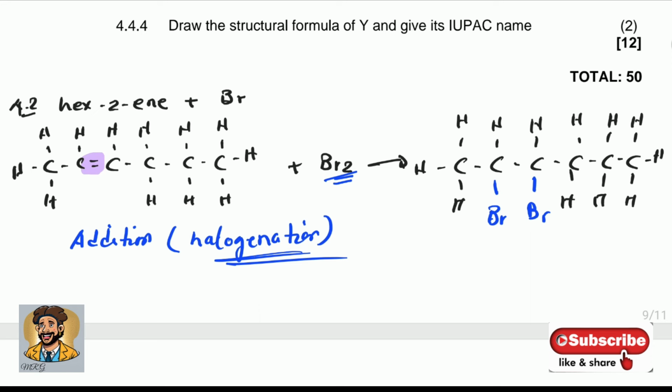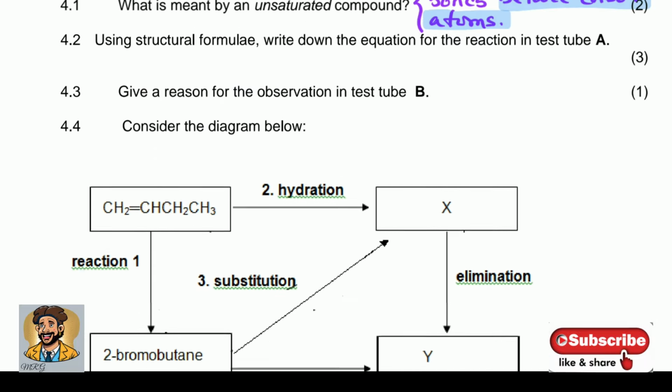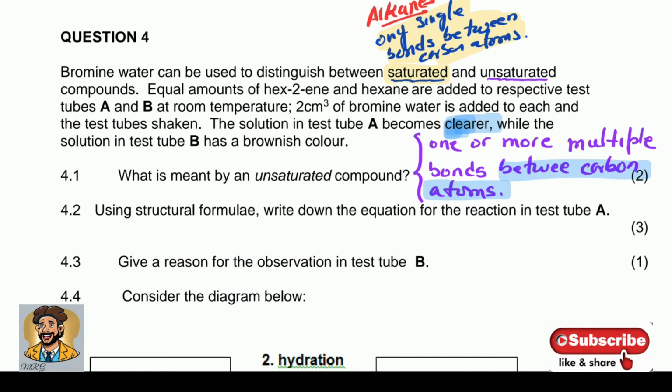I hope you understand this question. It's tricky because of the first part of the question, in which they say they're adding the bromine water and the color change. You need to know that bromine water has a brownish color. So the one that became clear is when the reaction actually did happen. Let's go to question 4.3.